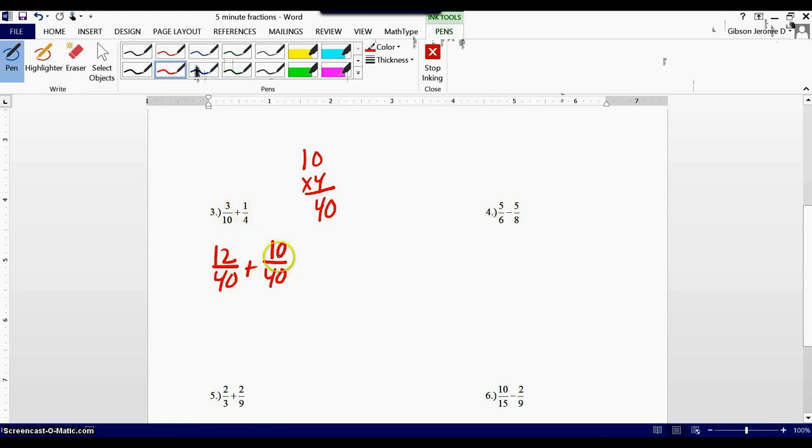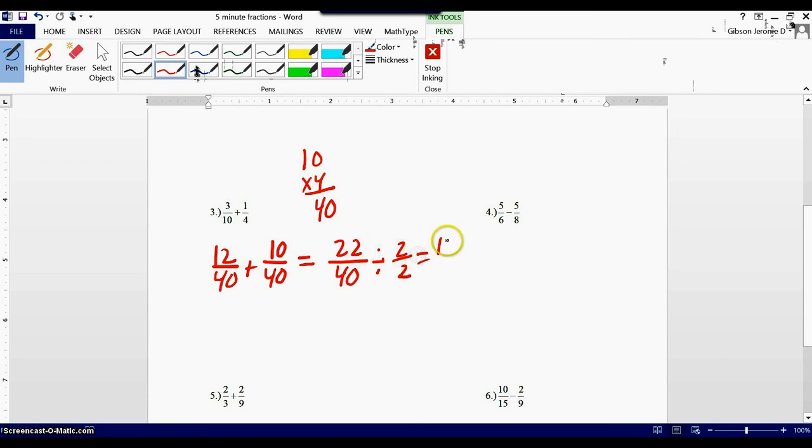Now, we have converted our fractions to have the same denominator. We carry over our denominator, which is 40, and 12 plus 10 is 22. Now, what we notice here is we have both even numbers here. So we can divide both by 2.